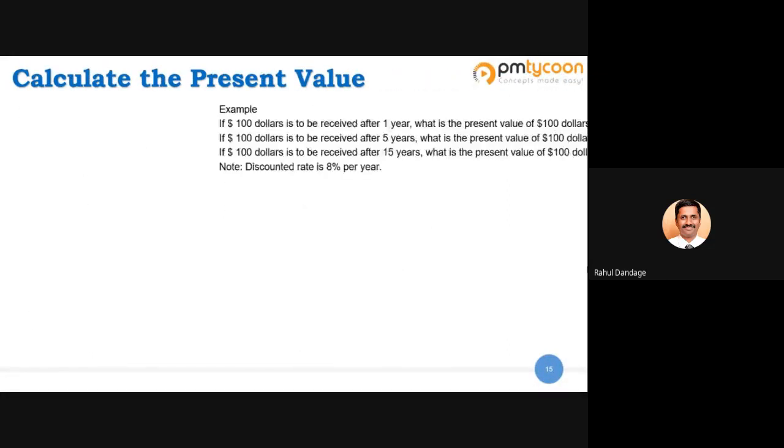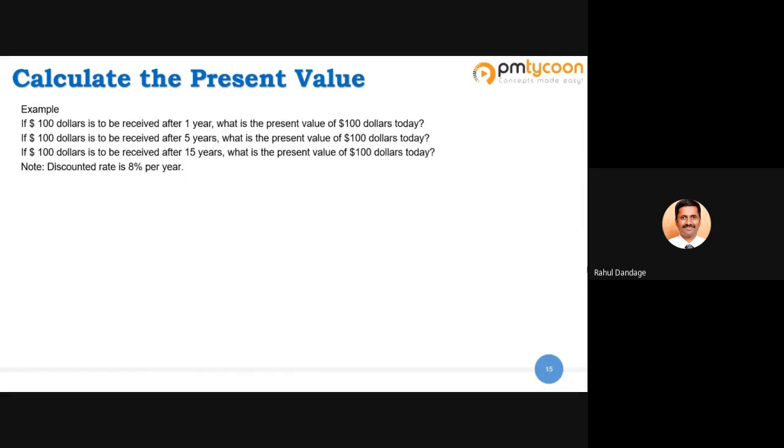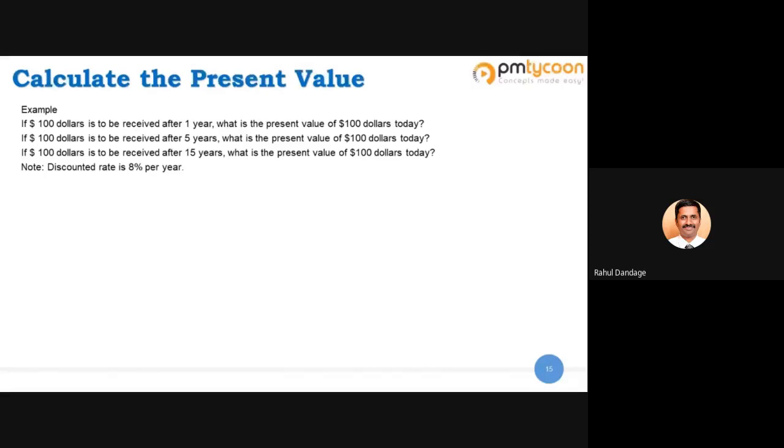Let us take the same example. The example on the screen states that if you're going to get $100 after first year, what is the present value of the $100 today? And if you're going to get $100 after fifth year, then what is the present value of that $100 today? Similarly, if you're going to get $100 after 15th year, what is the present value of that $100 today? That means the $100 here is the future value.